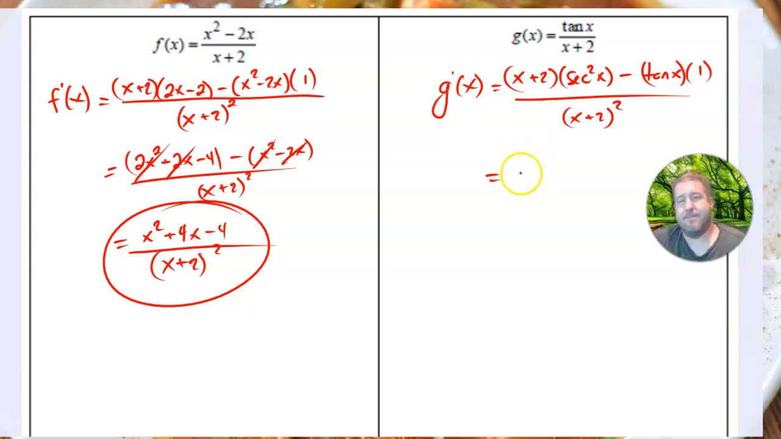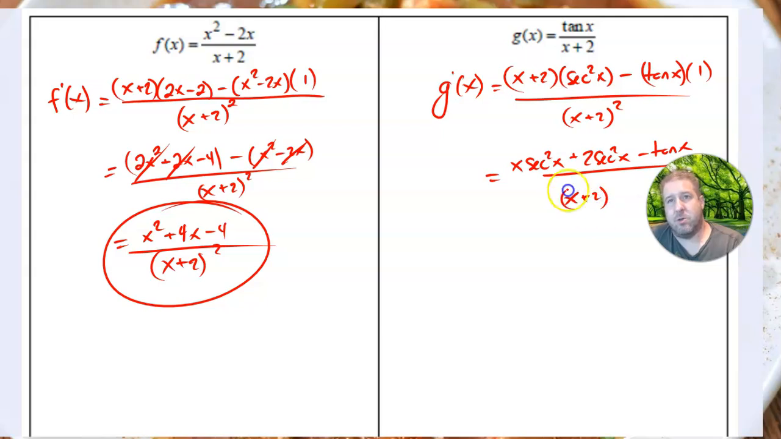To be honest, I don't really like simplifying because it's not really going to do much on the top. Possibly on multiple choice, you're just going to have it just the way it is. But I guess I'm going to keep going forward. x secant squared of x plus 2 secant squared of x minus tangent of x, over x plus 2 squared. It really didn't make it any prettier, to be honest, than just the way it was without the 1. It would have been about the same. But once again, you never know what you're going to get on the multiple choice answers. So it could be this, could be this. You just got to be ready literally for everything.